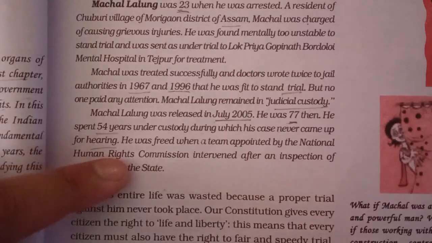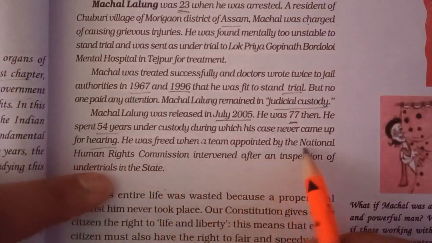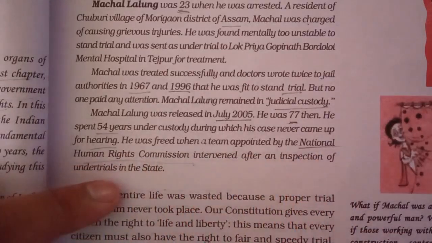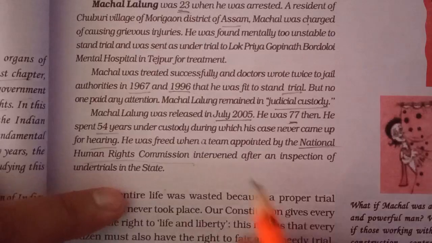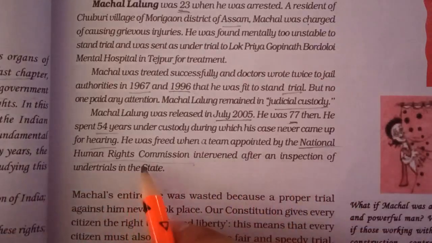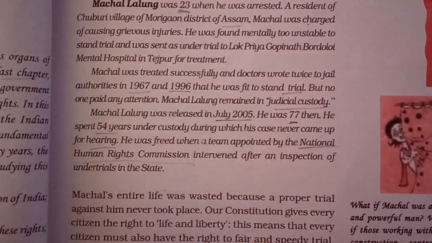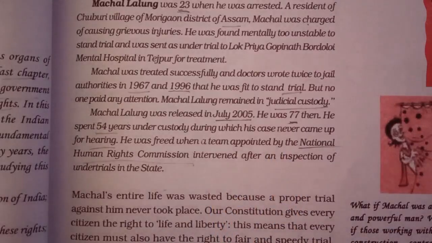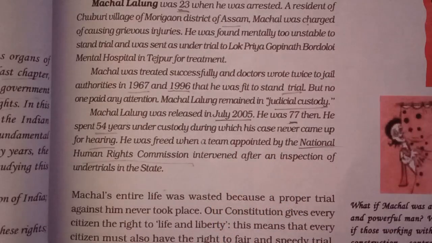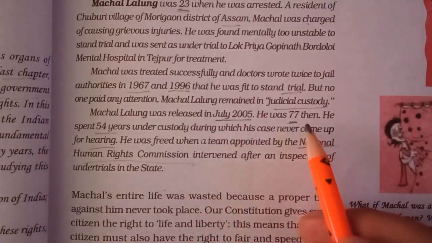So here we can see the negligence of rights. Although we have fundamental rights, they were not implemented properly. He was freed because of a team appointed by the National Human Rights Commission. They intervened after an inspection of undertrials in the state. They saw his case, that from 1967 and 1996 the doctors had said he was fit, but his case had still not come up for hearing. So they helped him, and he was finally released when he was 77 years old.